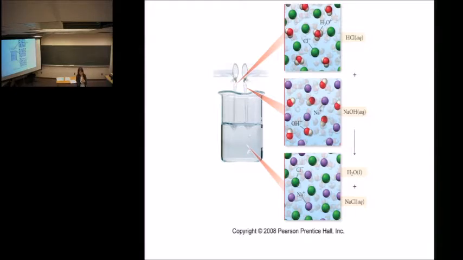So it's neutralized. It's not an acid anymore. It's not a base. It's neutral. It's neither acid nor base. It's the salt and water. So we've neutralized the acid, we've neutralized the base, and we produce salt and water. That's one of the reactions that acids and bases undergo.